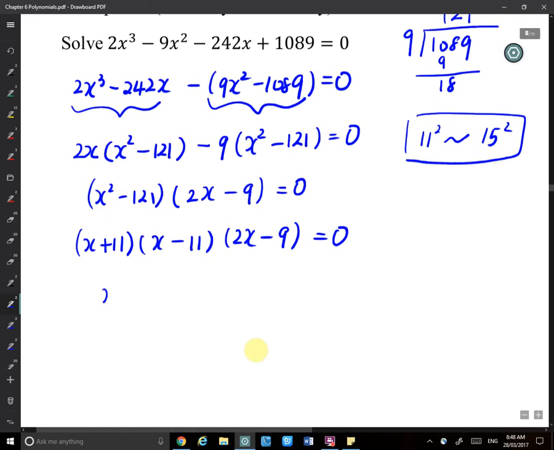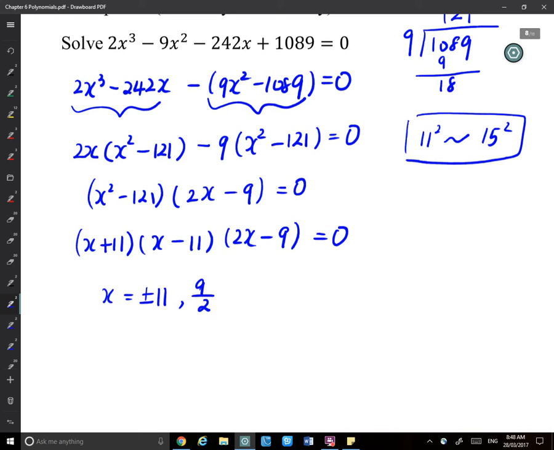Okay, so my x can be plus or minus 11, or it can be 9 over 2. Okay, plus or minus 11, or it can be 9 over 2.